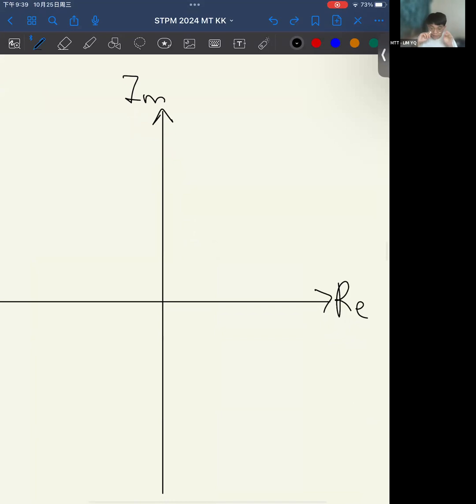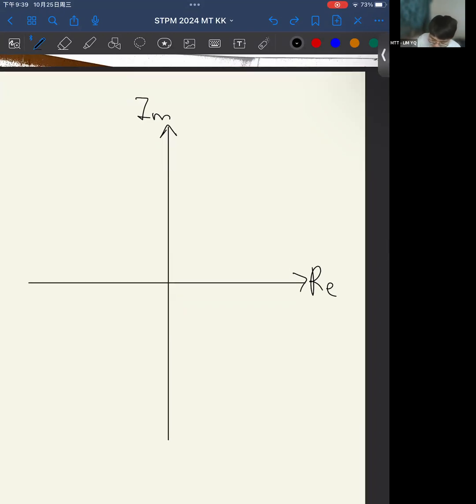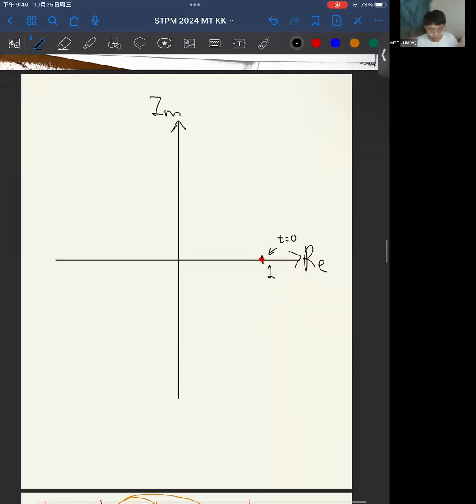Remember, just now in a Cartesian plane we plotted t. Now for different values of t, we plot in a complex plane. Now here is 1. So I will have a point here. You can take note. This is when t equal to 0. This one I don't need to write, but you can write also. Maybe for the first time you can write, to show how you draw.